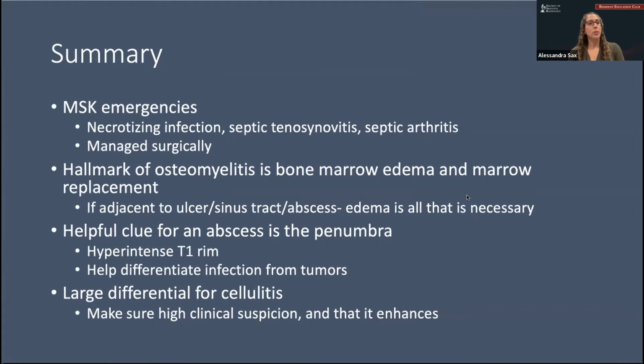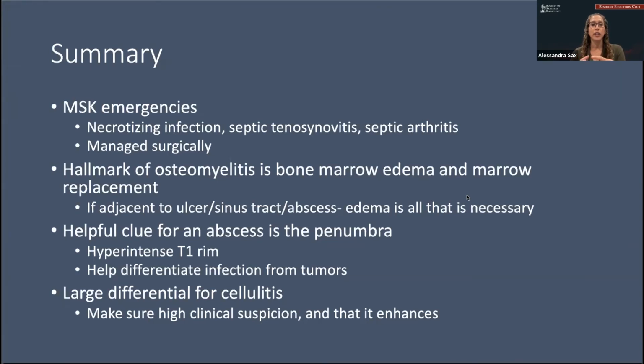Quick summary. So we talked about our 3 musculoskeletal emergencies first, which are necrotizing infection or fasciitis, septic tenosynovitis, and septic arthritis, which are managed surgically, and we never delay treatment to get imaging and diagnose these things. The hallmarks of osteomyelitis are going to be bone marrow edema and marrow replacement.